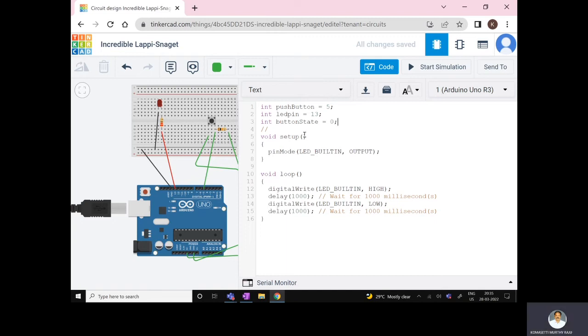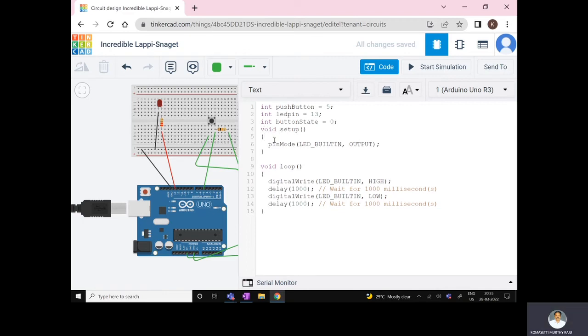Next one, void setup. In the void setup, the speed of operation between the computer and the Arduino board is very important. Here Serial dot begin, 9600.